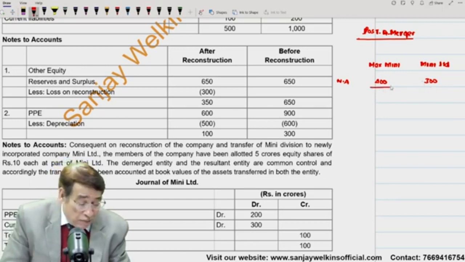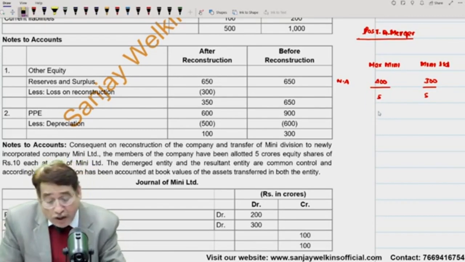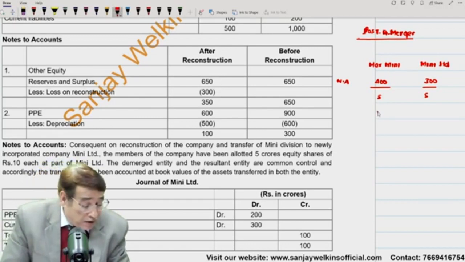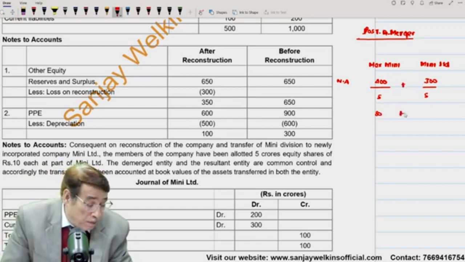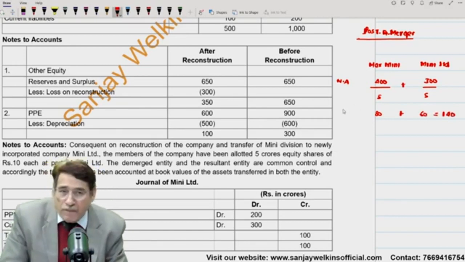Now I will divide it by the number of shares. The number of shares will be 5 crore. Now if I divide by that, we get the intrinsic value. 400 divided by 5 is equal to 80. So it is equal to 80, an intrinsic value of 80 and 60. What we find is that the combined intrinsic value is coming to 140.